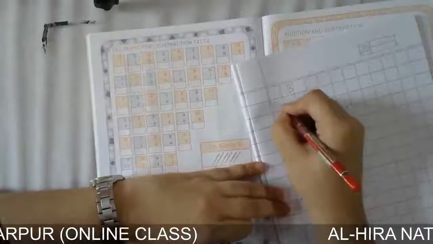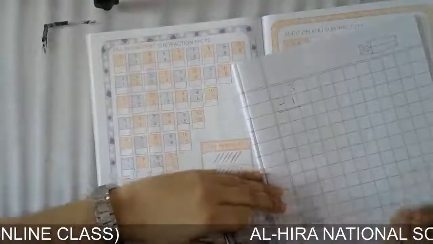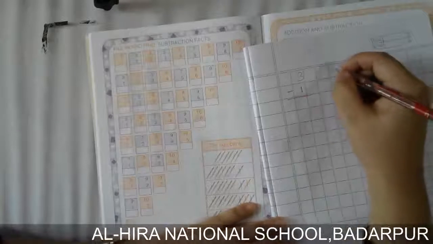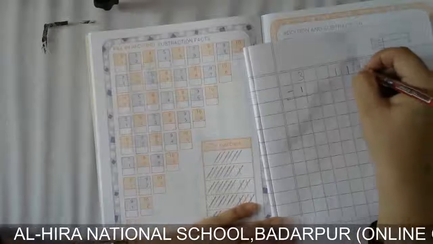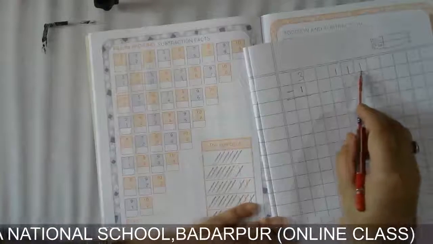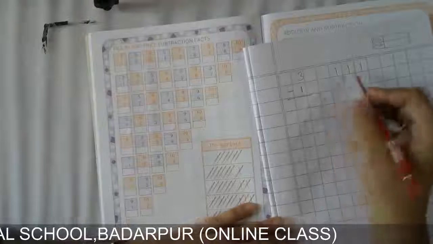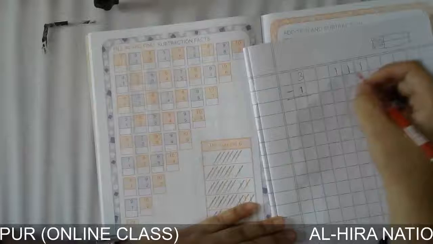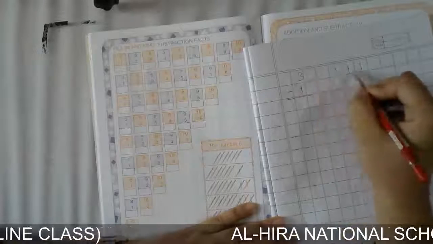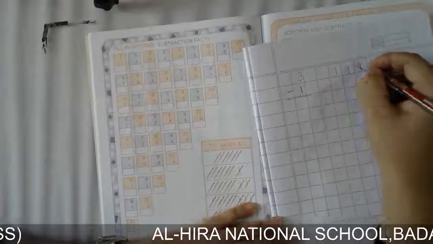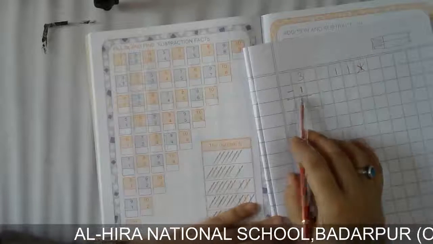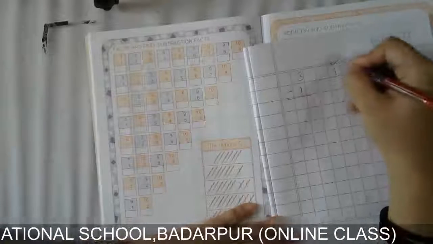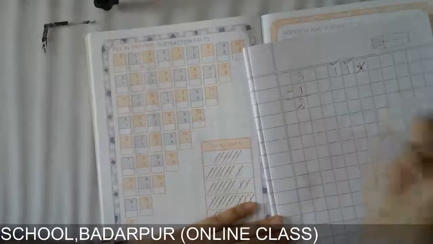Now 3 minus 1. How will we do this one? First write 3 lines, 1 2 3. So how will you subtract 1? I will show you. After writing these 3 lines, we have to cut down this 1 line, since we are subtracting 1 from 3. Cutting down 1, how many lines remain? 1 2. So write 2.